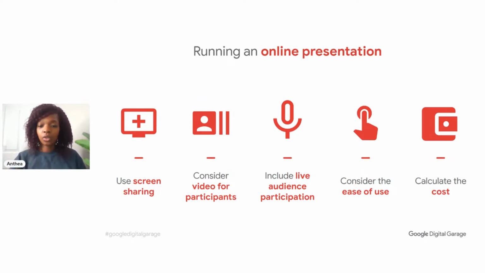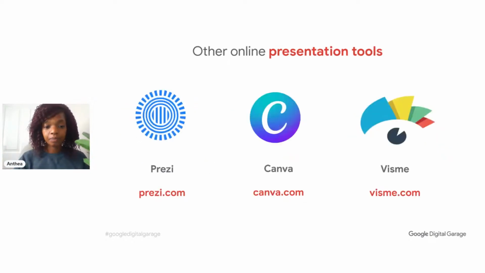Consider the ease of use. Whatever you're going to do, how easy is it going to be to set up? How easy is it going to be for people to join? And how much is it going to cost? You have to check out what resources you have and then budget and choose applications or tools or resources accordingly.